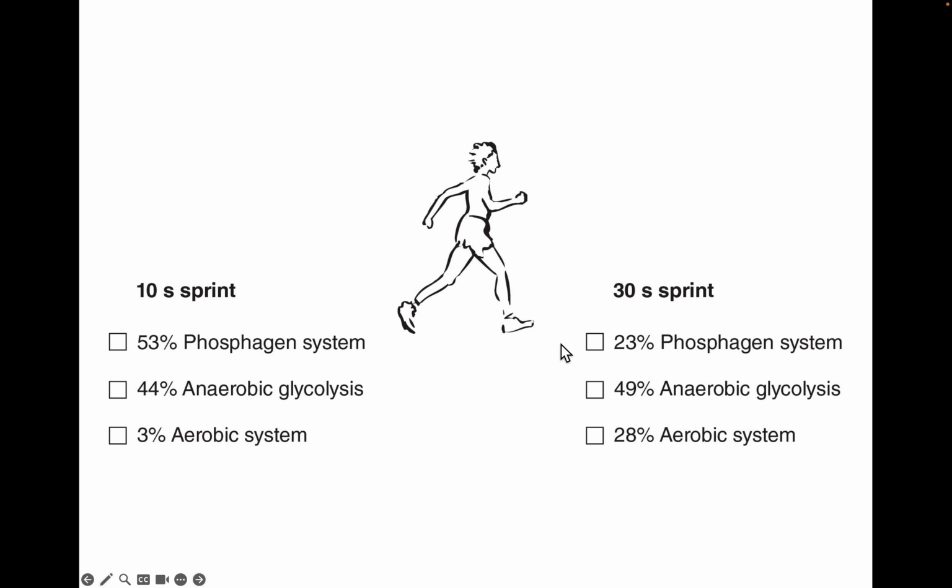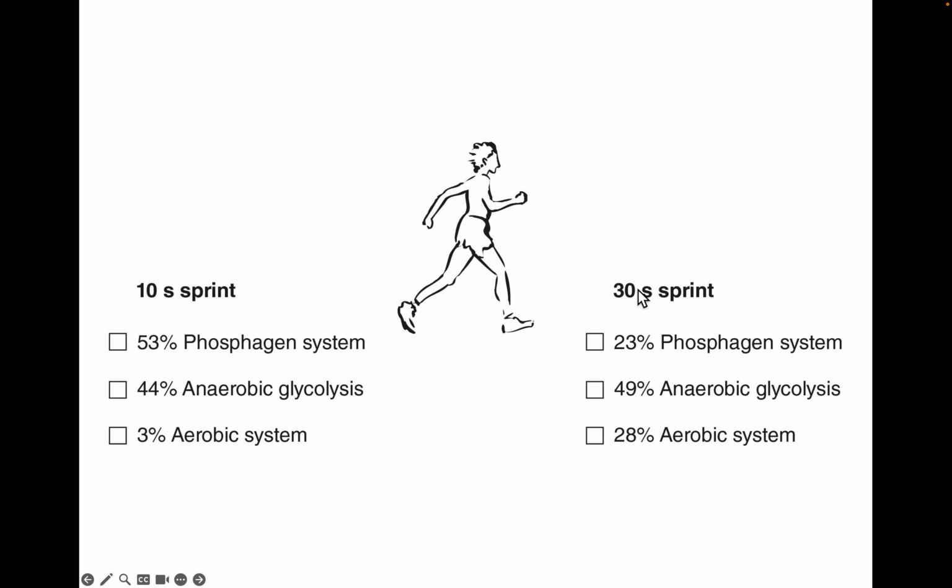Here's another example highlighting how these different energy systems interplay with each other. If I do a 10-second sprint, 53% of the ATP that I need to perform this sprint is created by the phosphagen system. Again, the exact numbers aren't important. What's important is the relationship between the numbers. So the phosphagen energy system is the main source of energy for a 10-second sprint, followed by anaerobic glycolysis, and the aerobic energy system creates the least amount of ATP for the 10-second sprint.